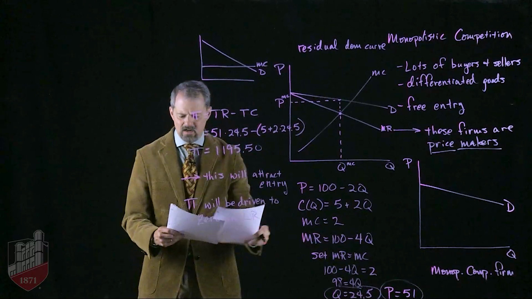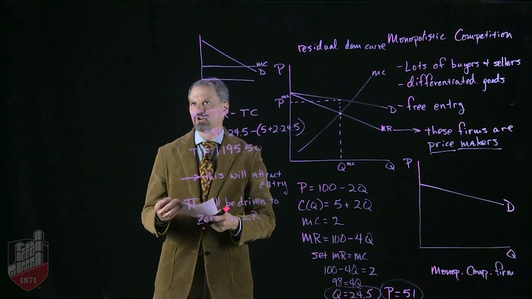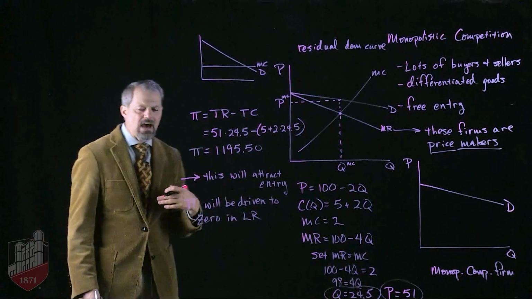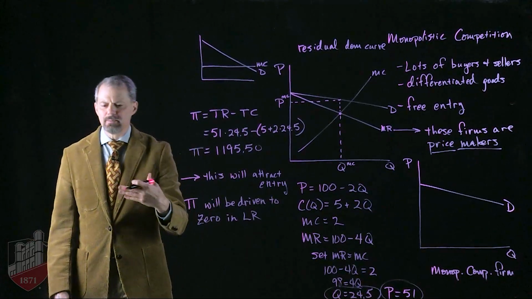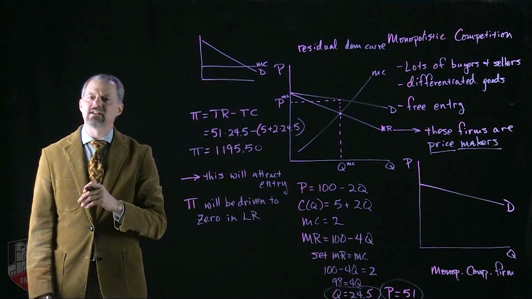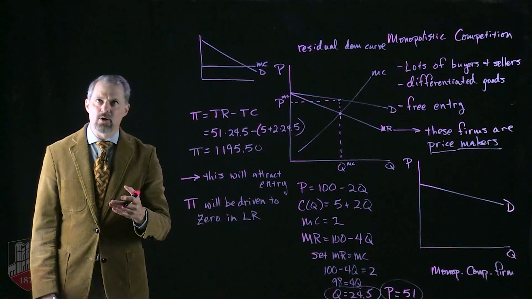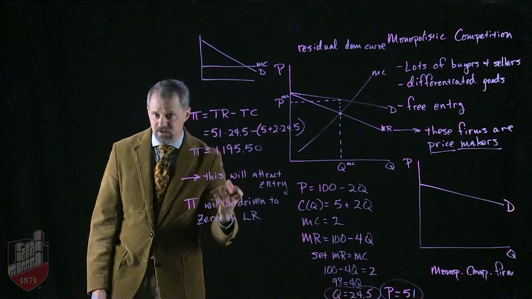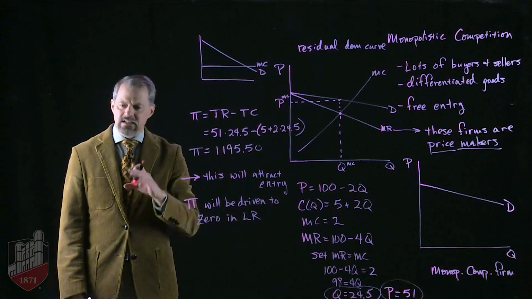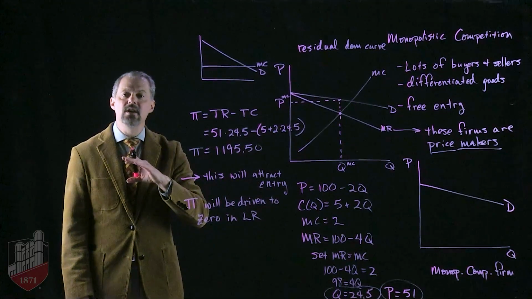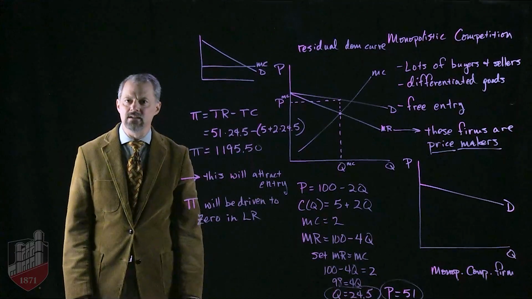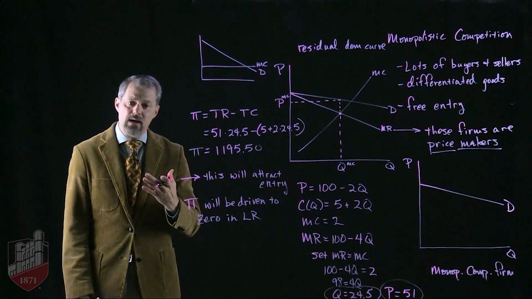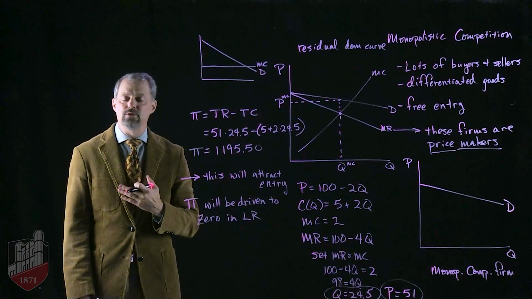So let's talk about what that looks like. Let's think about how a residual demand curve for a firm is affected by other firms entering the market. Suppose you run a pizza restaurant in town, and you hear that another pizza restaurant is moving in. You think, okay, how is that going to help me? Well, it's probably going to steal some customers away from you.